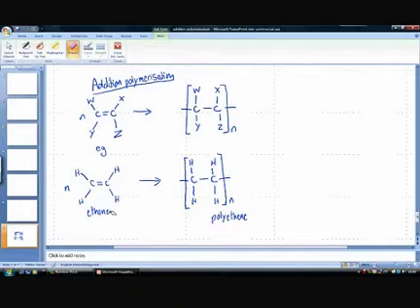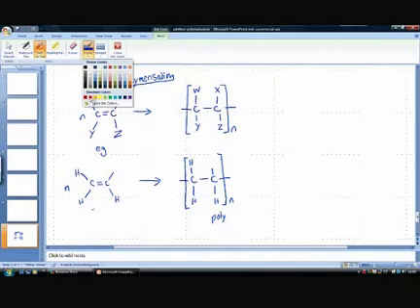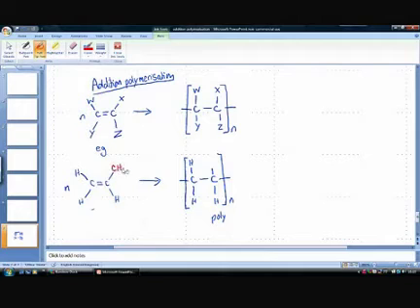Now what I mean was, if you know one, you know them all. We can just change this around very easily and make other addition polymers. For instance, if we change one of the hydrogens and instead we put on a methyl group, we've got propene as our monomer, and that will make polypropene as the polymer, or polypropylene.